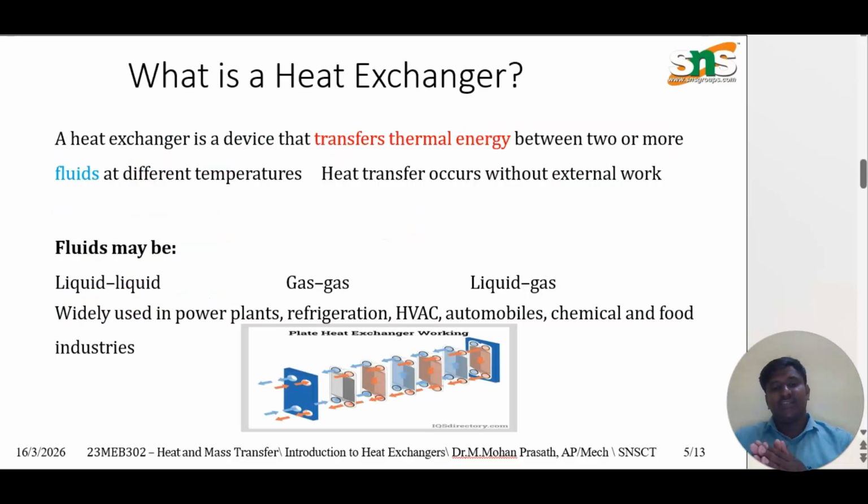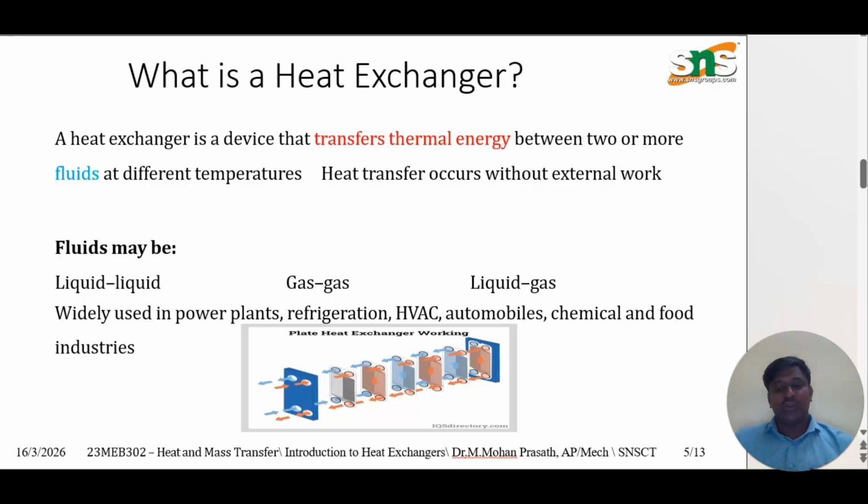Next, what is a heat exchanger? A heat exchanger is a device which allows transfer of thermal energy between two or more fluids, especially when the fluids are placed at different temperatures. In a heat exchanger, the heat transfer occurs without any external work. The transfer medium may be liquid to liquid, gas to gas, and finally liquid to gas. They are widely used in power plants, refrigeration, HVAC, automobiles, chemical and food industries.